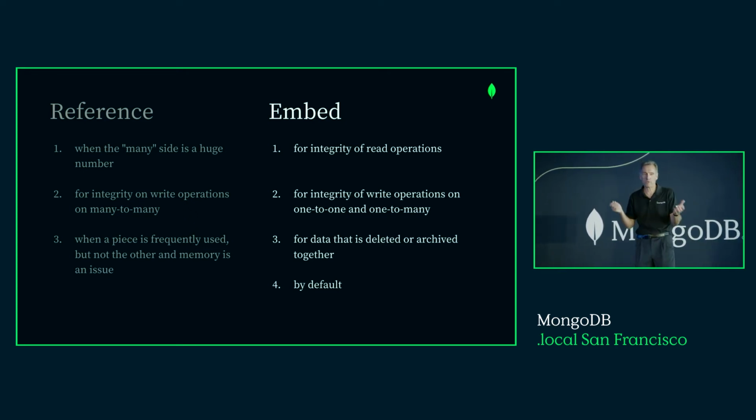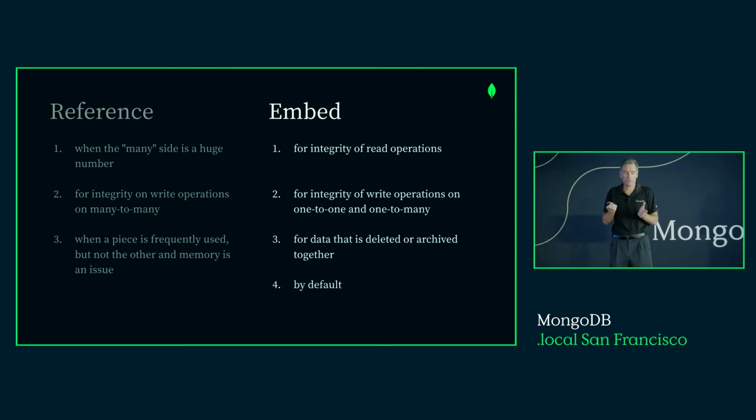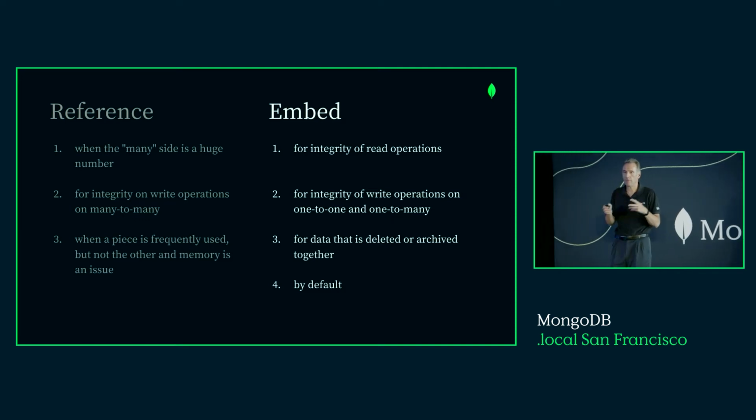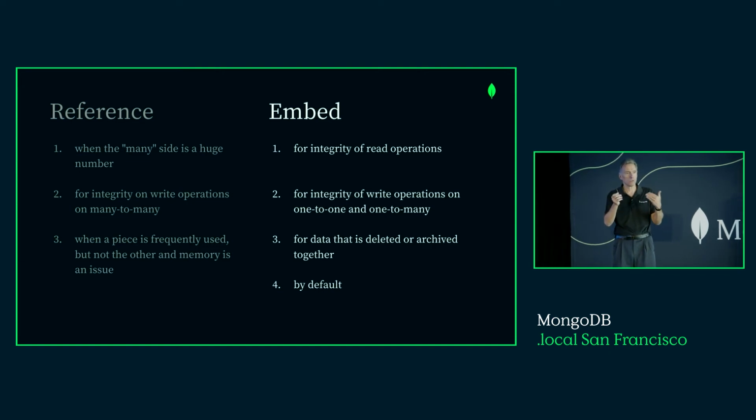And finally, my preferred rule by default. I like simplicity over complexity, and I think we often over-engineer things. So embedding is going to give you a much simpler model. You're going to have code that's going to match your objects much more one-to-one when you do that.